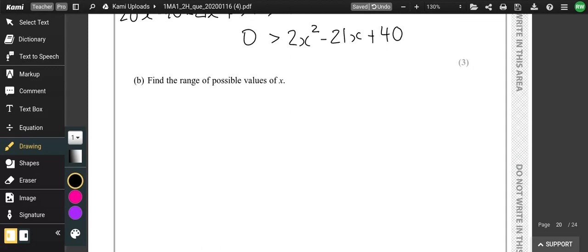So we've got a quadratic inequality here. So we're going to solve this and then see if we can see what's going on with the graph. So on our calculator, we can solve this with 2, negative 21, and 40. It gives us x equals 8 and x equals 5 over 2. So that's what happens when you solve this.